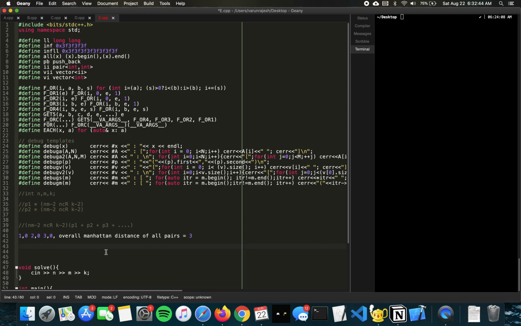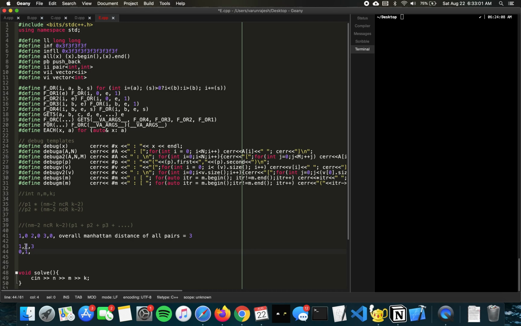So let's break it into x and y. The y is always 0, so in this case y doesn't really matter. So let's break it down with x: 1, 2, 3. The first pair is 1 and 2, so that distance is 1.